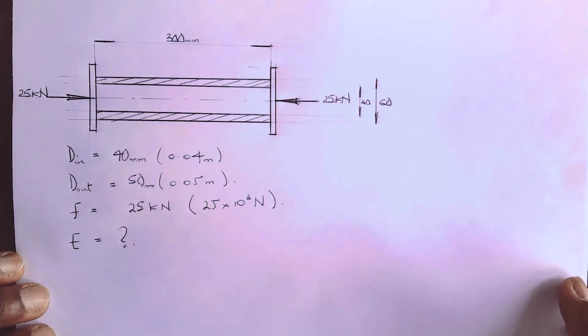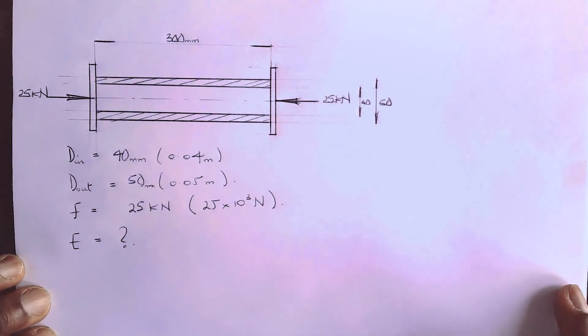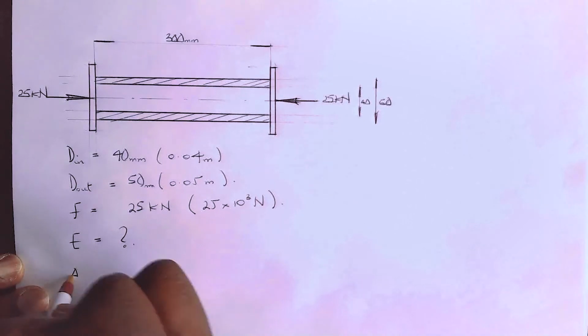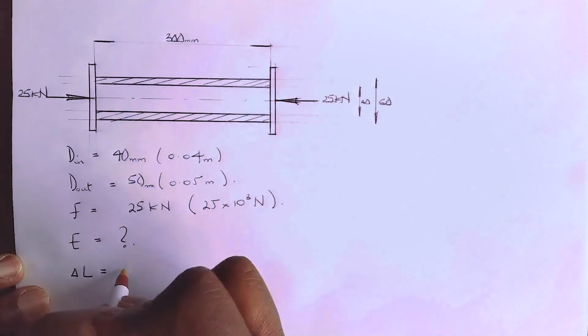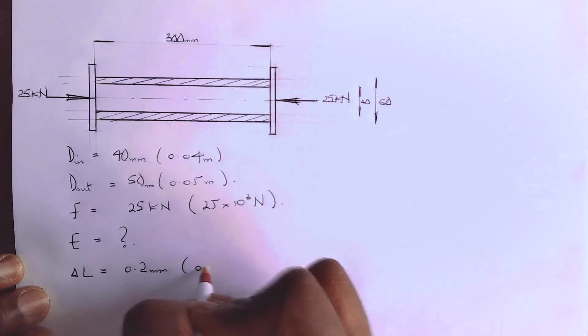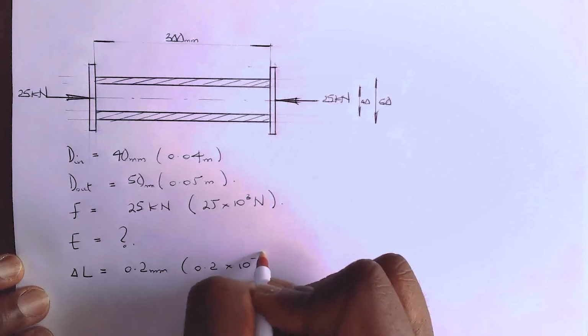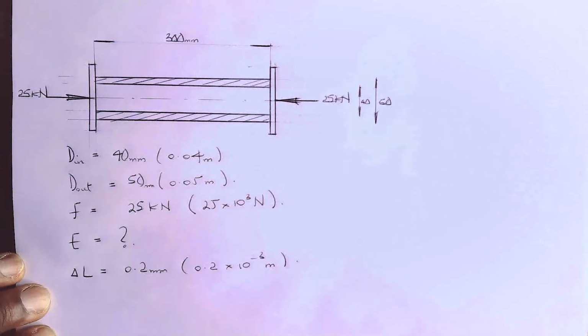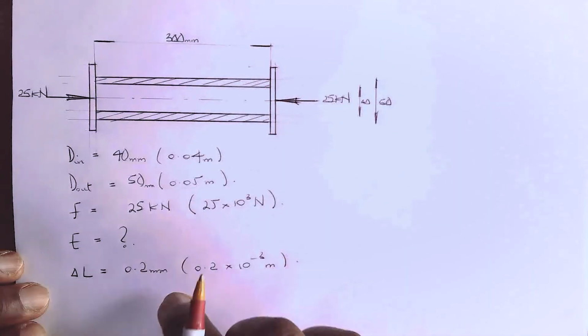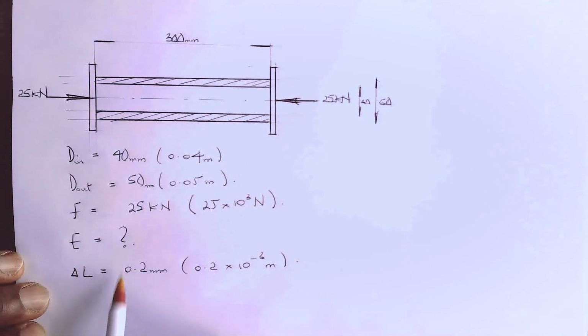Okay, so what else do we need to know? We've been given some information regarding the reduction in length. So the change in length, delta L, is equal to 0.2 millimeters, or 0.2 times 10 to the power minus 3 meters. Now here it's more or less up to you. Because we're dealing with a compressive force and we have a reduction in length, we can denote these by negative, but the negatives will cancel out. So it's more or less up to you how you want to go about defining this.